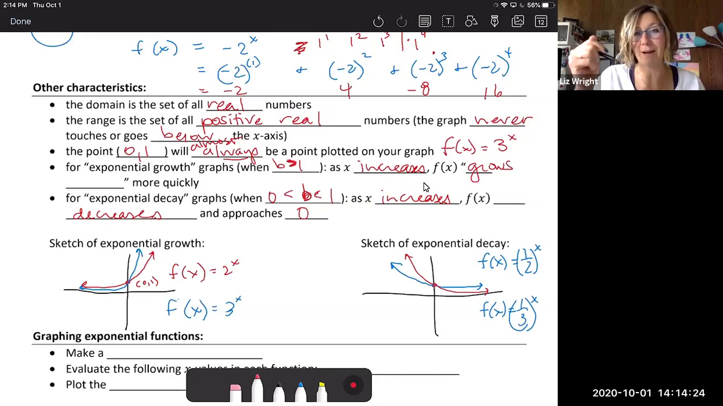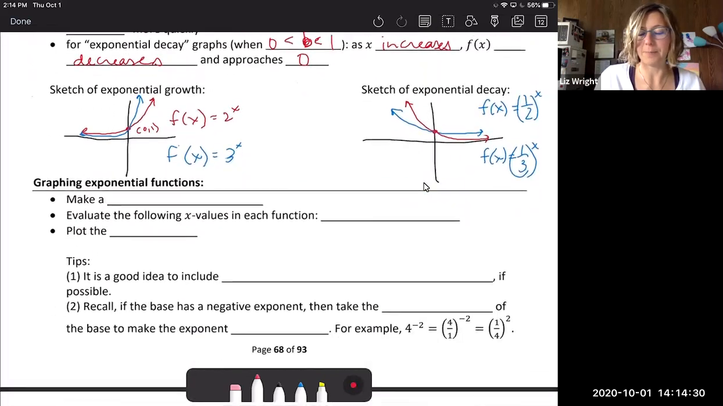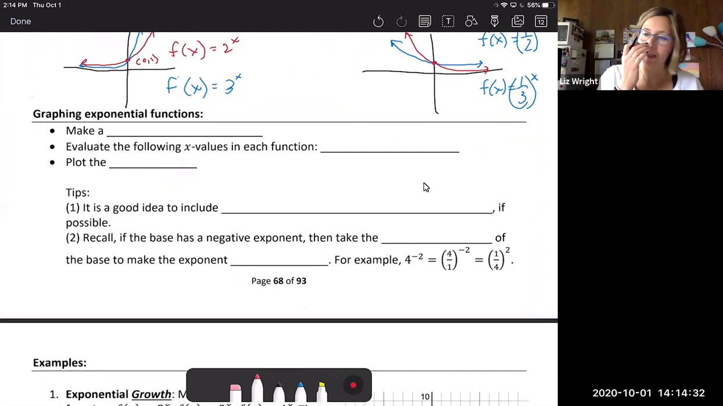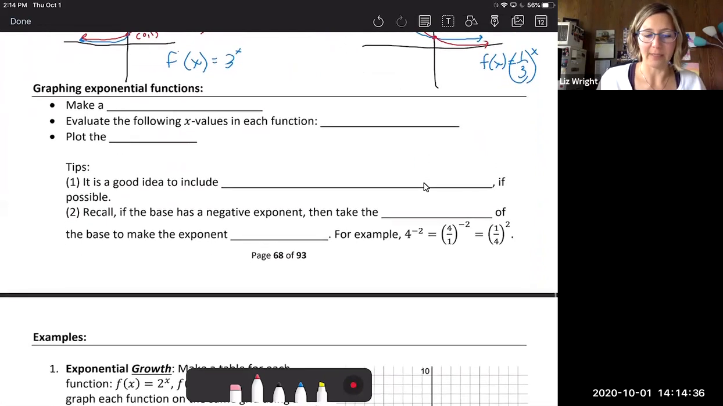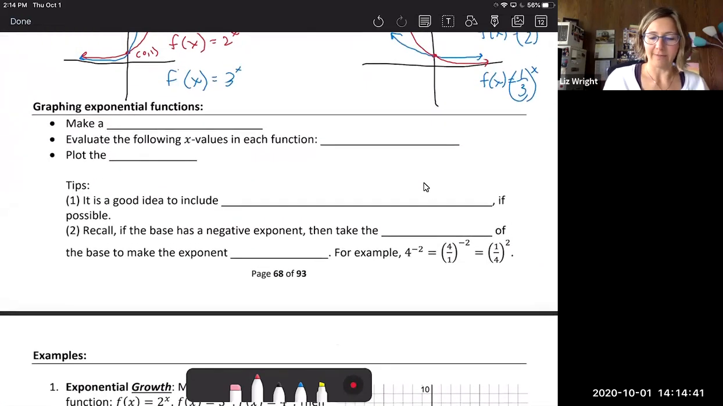And we're actually going to go graph those on a page coming up. And so you're going to get to see what those trend lines look more closely here in a minute. All right, so let's look at our steps for graphing these, because we're getting ready to go graph them over here. So for graphing exponential functions, we're going to make a 4-column table, just like we did for linear equations. So we're going to make a 4-column table.